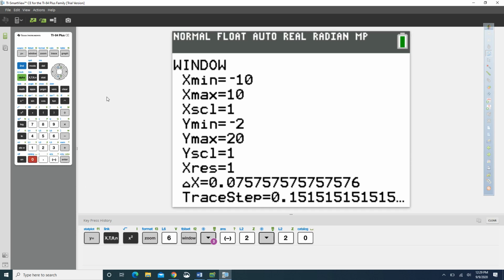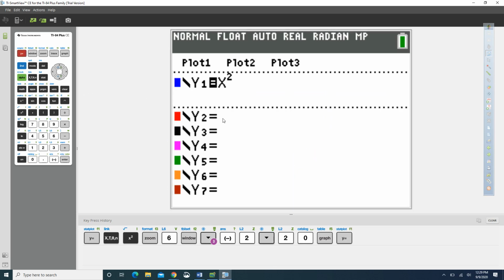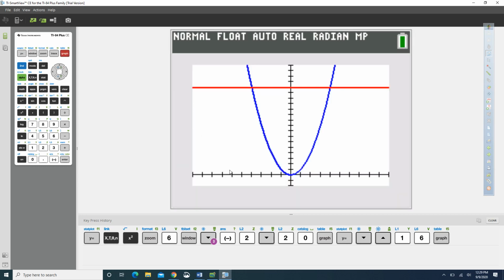All right, so let's now look at the graph button because I don't want to change my settings. So there's the guy there. And then I can go back and put in the next one here. Let's put in 16. Look at the graph again. And so that is what that's going to look like.